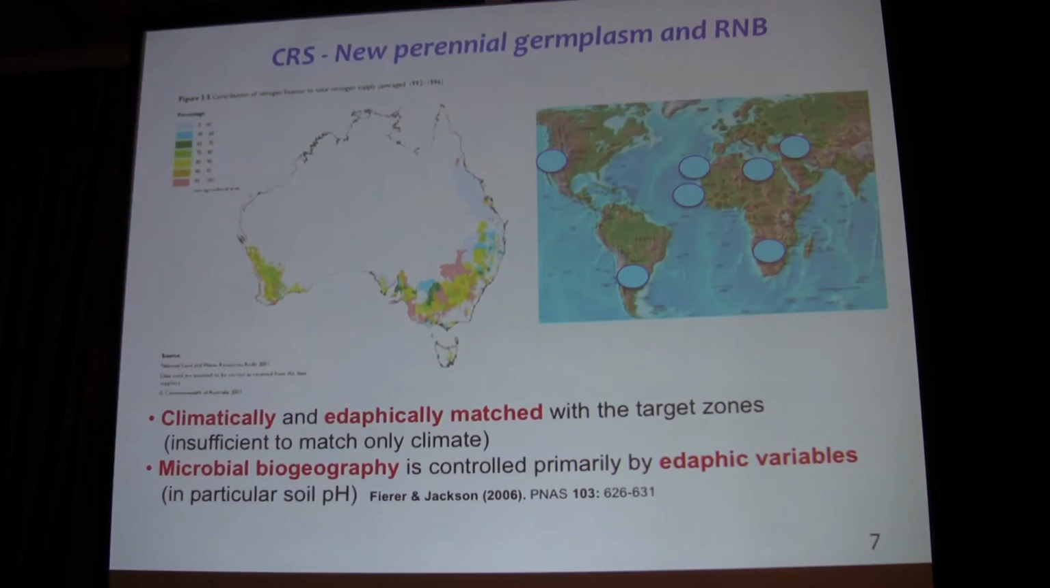The figure on the left-hand side is just showing the importance of symbiotic nitrogen fixation in Australia. And you can see, particularly in the southwestern corner of Western Australia, that the percent of N that's contributed by SNF, or symbiotic nitrogen fixation, can be up to about 95%. So a very large portion of that fixed N is directly coming from these symbioses that we've established.